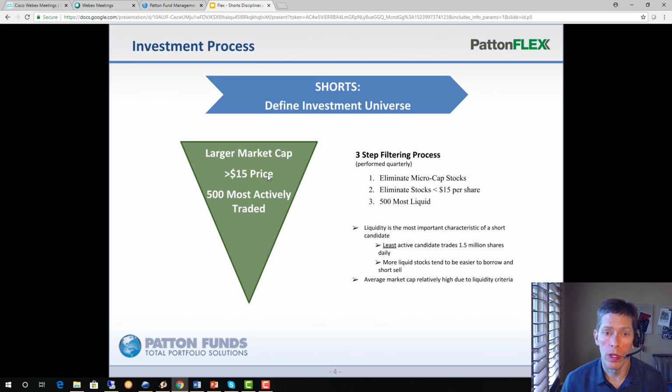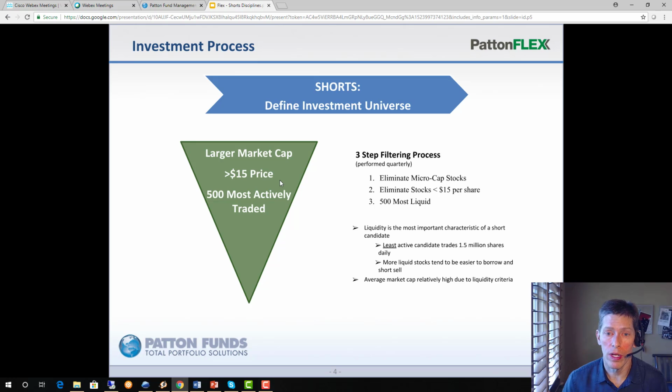Number two is we're only going to look at those stocks that are above $15 in price. Lower price stocks tend to be more volatile than higher price stocks, so we're going to stick with the higher price stocks, which will eliminate some of the volatility in our portfolio. So only stocks above $15 in price.